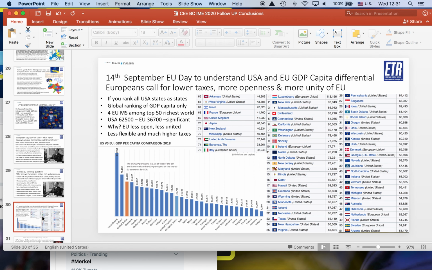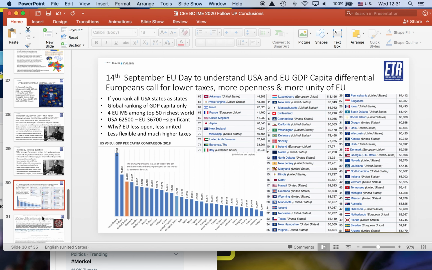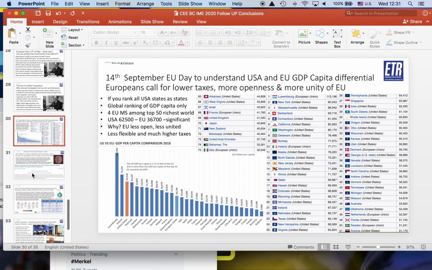Europeans call for lower taxes. I made the case. More openness on trade, I made that case, but also for people, and more unity. And so gradually we will see that we are no longer so much behind, because when you see the difference between the United States of America and Europe, it's still very significant, and that really needs to change, and we will definitely catch up.